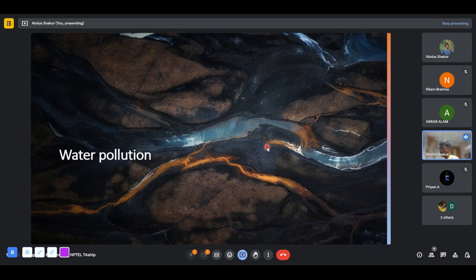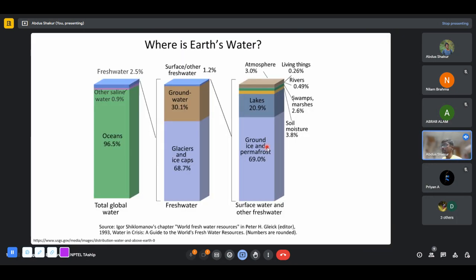So it's not a new thing. We have been polluting water for a long time, and we understand that we pollute water, but we still don't stop ourselves from polluting water. That's the irony.